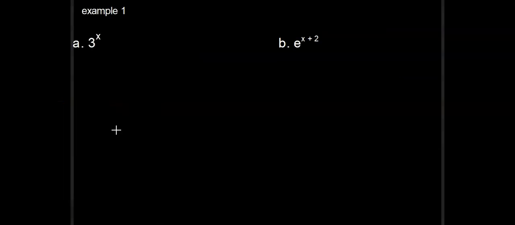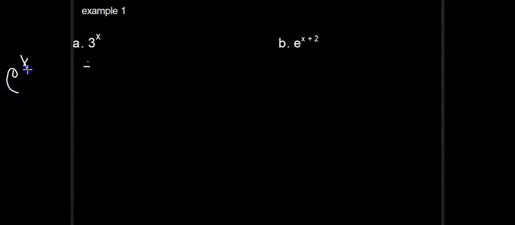Okay, so the first example is 3 to the x. We're going to differentiate this 3 to the x, and we're going to see the whole process and the procedure you have to follow. So let's get started. The first thing is, don't forget the formula. Let me write the formula for you.